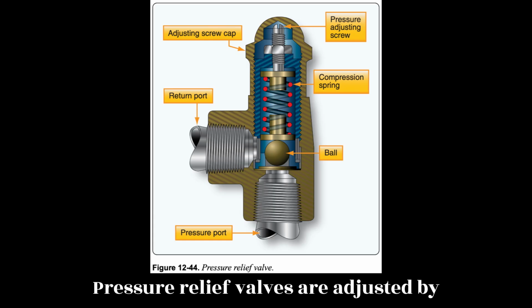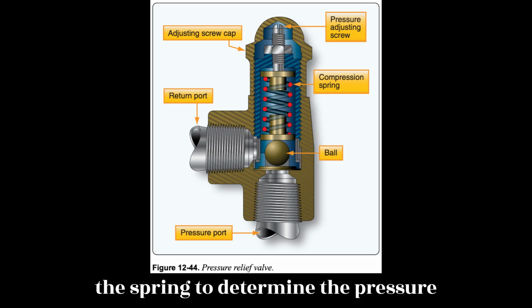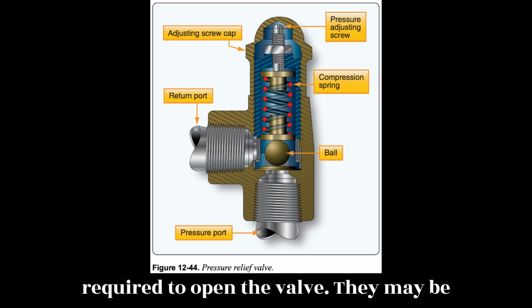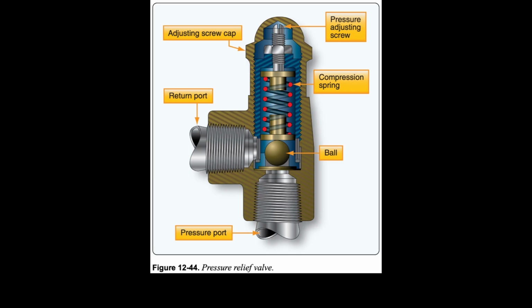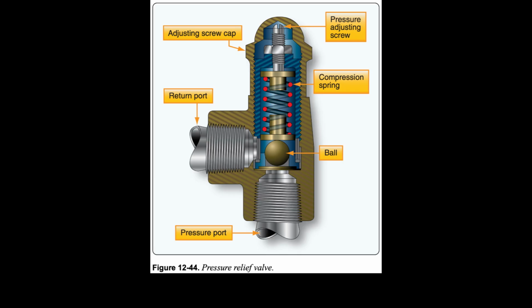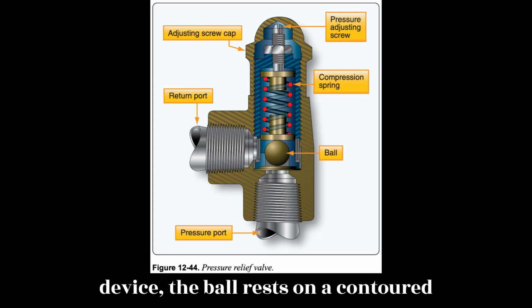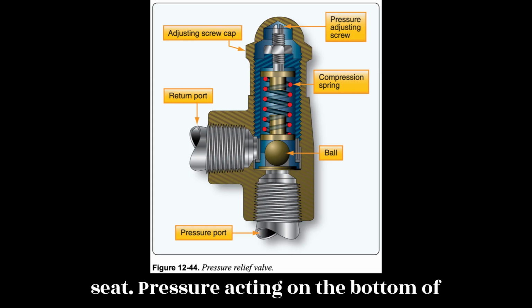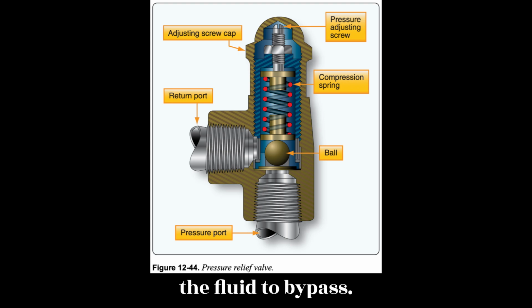Pressure relief valves are adjusted by increasing or decreasing the tension on the spring to determine the pressure required to open the valve. They may be classified by type of construction or uses in the system. The most common types of valve are: 1. Ball type. In pressure relief valves with a ball-type valving device, the ball rests on a contoured seat. Pressure acting on the bottom of the ball pushes it off its seat, allowing the fluid to bypass.